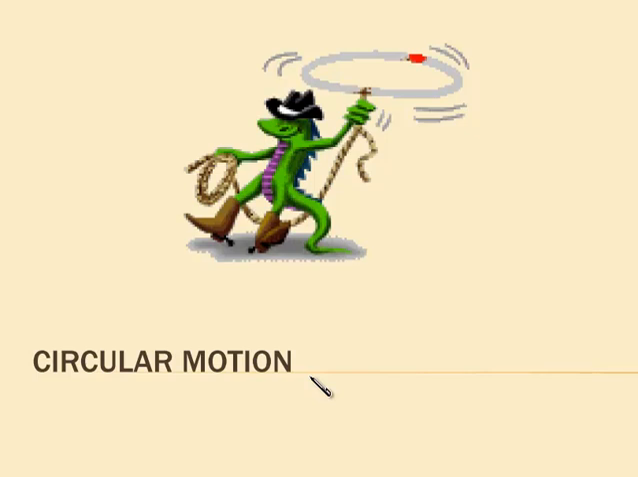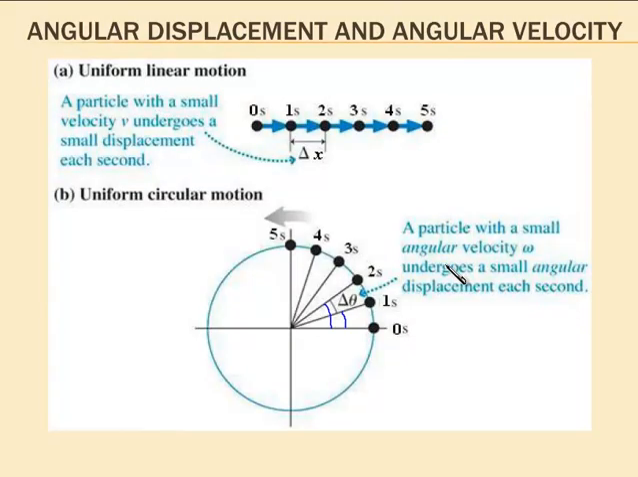Hi, welcome to this, our third installment in a series of videos on circular motion. In this video, we continue to take a deeper look at the theoretical aspects of circular motion. Two very important properties of uniform circular motion are angular displacement and angular velocity.